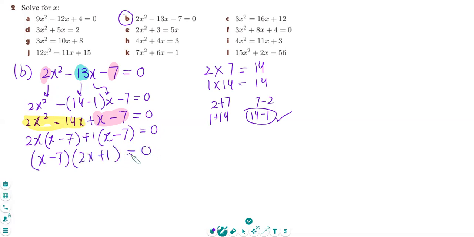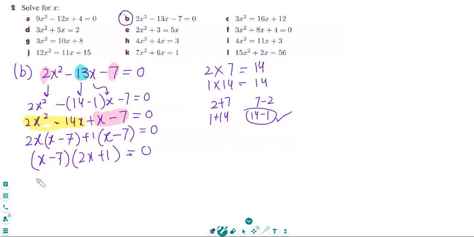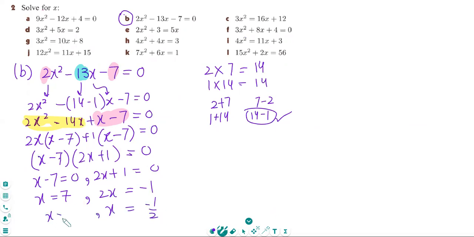Right? So now we'll be using the null factor law, which states that if you multiply two factors and it gives you 0, it means either the first one is 0 or the second one is 0, right? So we can state that x minus 7 is equal to 0 and 2x plus 1 is equal to 0. So x will be equal to 7. Similarly, take this 1 to the other side. 2x will be equal to negative 1 and x is equal to minus 1 over 2. So these are the roots of the quadratic equation.